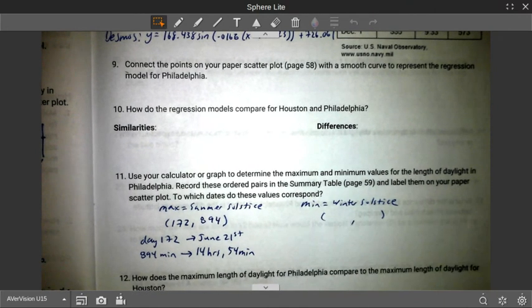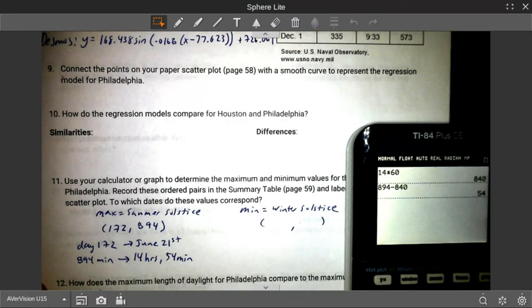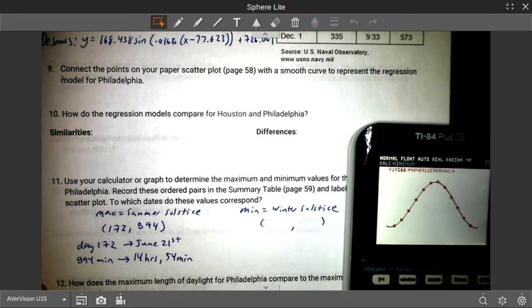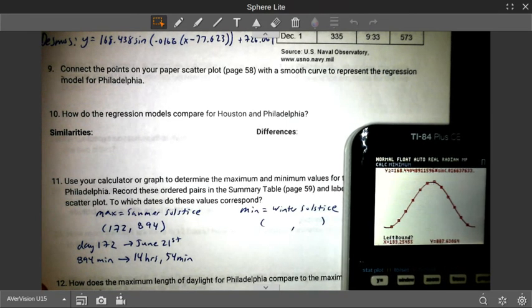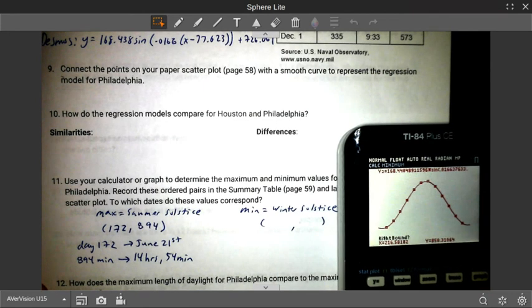The winter solstice is going to be the minimum. So for the minimum, we'll go back to our graph, second trace, find the minimum. It's going to be over somewhere in December. So I'm going to hit enter when I'm to the left of December. So it's in maybe July there. Scroll all the way to the right.